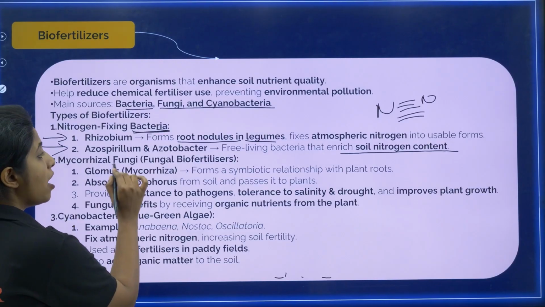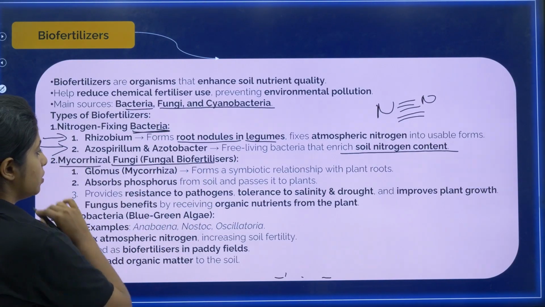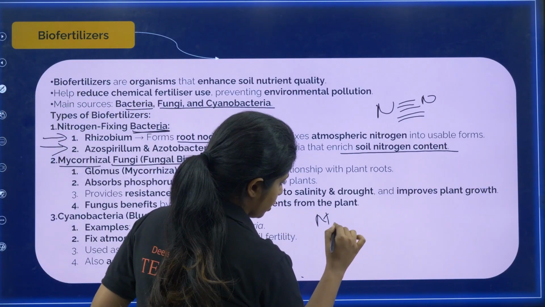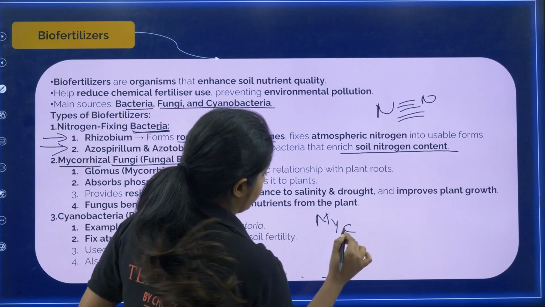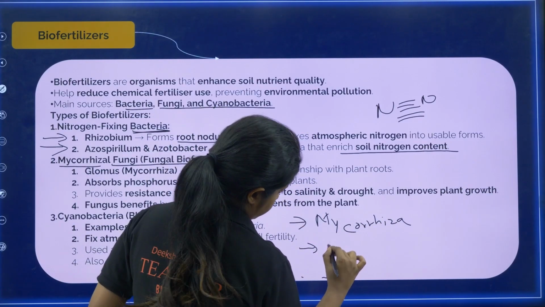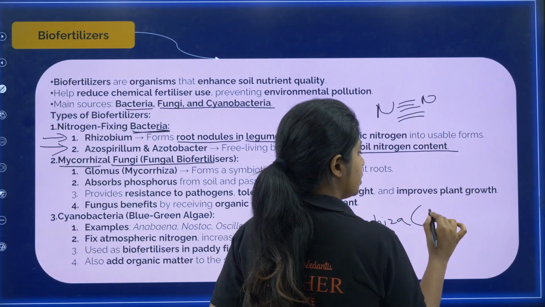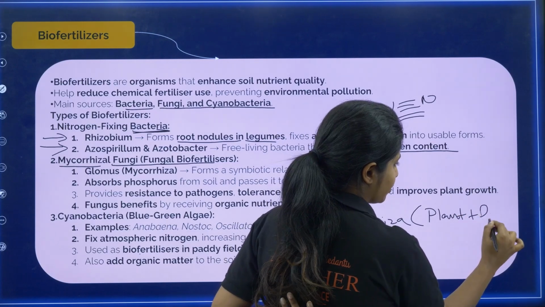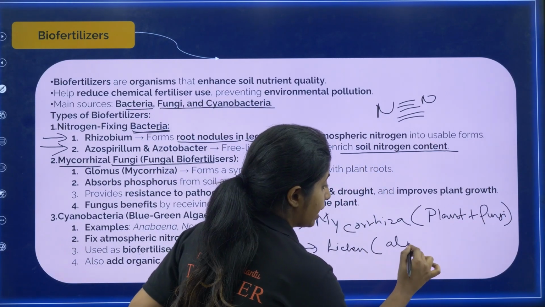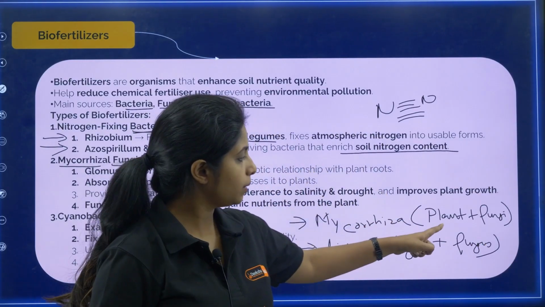Now you have fungal biofertilizers, my dear children. One is mycorrhizal fungus. So I'll tell you one thing before going ahead. You have 2 associations. One is, I always tend to forget the spelling, mycorrhiza, and the other one is lichen. Listen to me carefully. Mycorrhiza is a symbiotic association of plant plus fungi. Lichen is an association of algae and fungus.